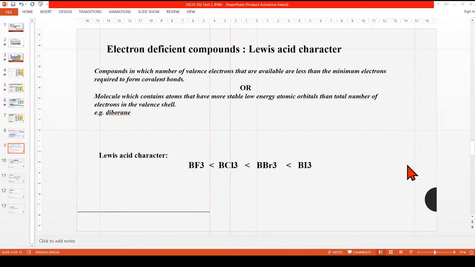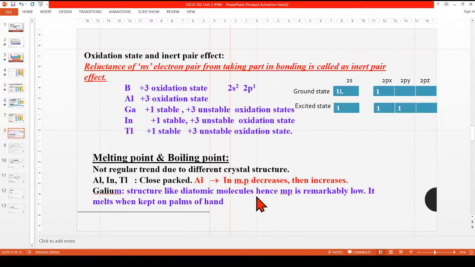Which accept electron or electron pair. Accepts electron pair means what? In its outermost shell there should be vacant orbitals. अगर vacant orbital नहीं रहेंगे तो that element should not accept electron pair.